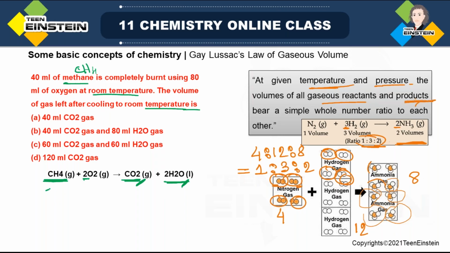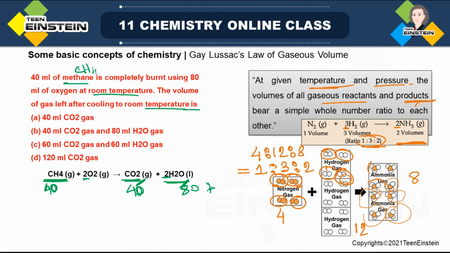So if the starting amount is 40, it will always maintain a whole number ratio according to Gay-Lussac's law of gaseous volume. So from 40 ml methane, you can get a maximum of 40 ml of CO2, and here we have coefficient 2, so you will get 80 ml of water, but when it is in vapor form.